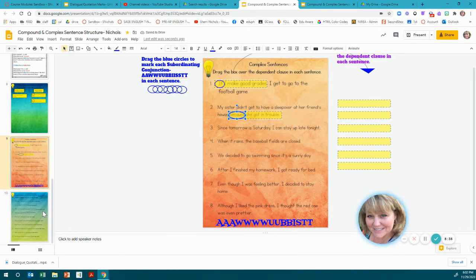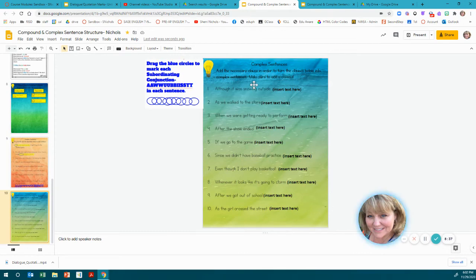And then the last part of the assignment is you are going to finish writing these sentences, add the necessary clause in order to turn the clauses below into complex sentences. Make sure to add a comma. Now this one says, although it was snowing outside, so it's starting with a Webis, a subordinating conjunction. Although it was snowing outside, because it starts with a subordinating conjunction, you have to put a comma and then you type the rest of the sentence.